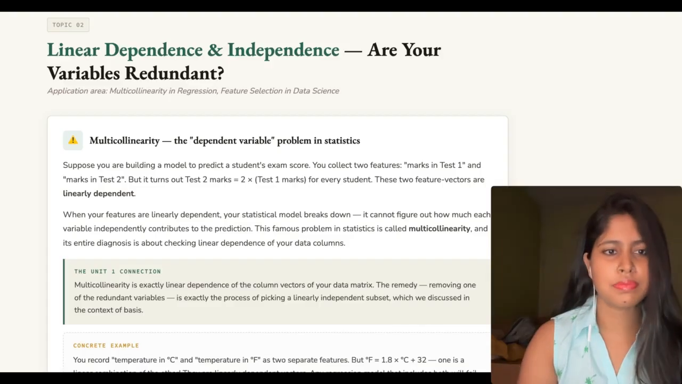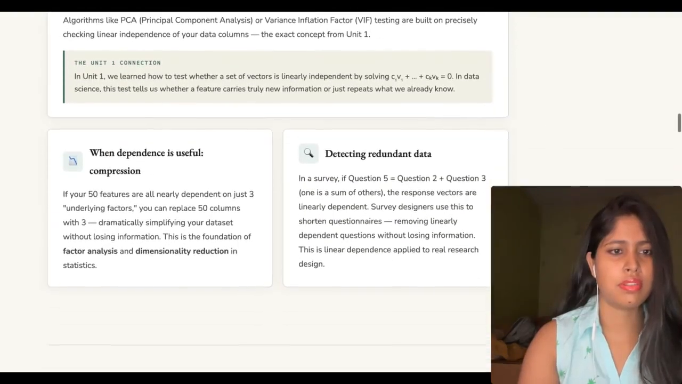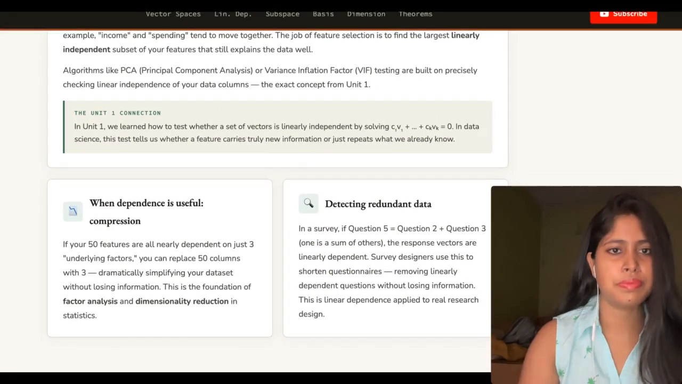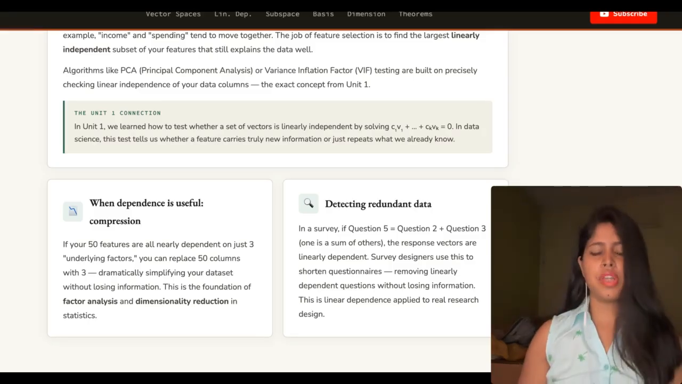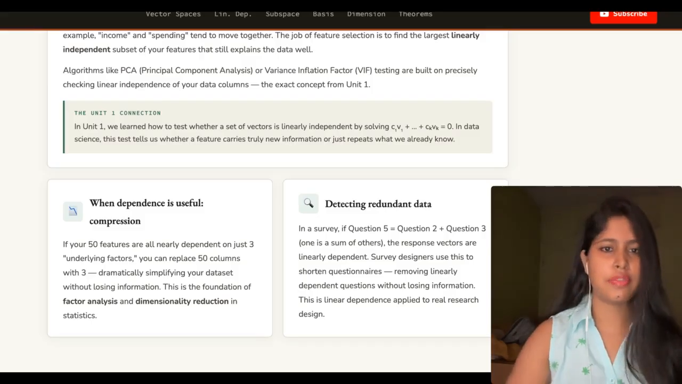Just a moment. Okay, let's come here and see. One more classic example is that suppose you, I don't know if it is written here or not. I have to check it once more.